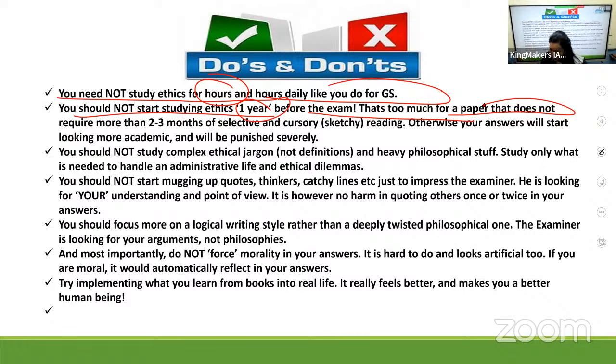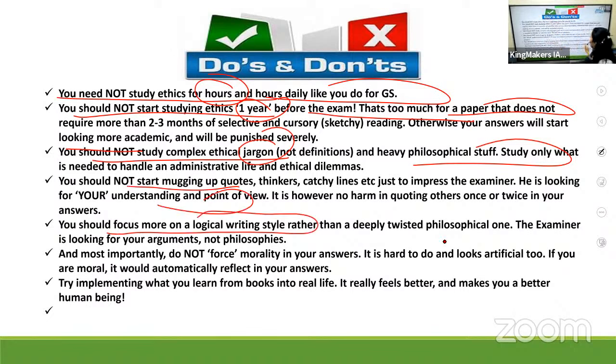From the newspaper you have to add all the examples and things which you are going to mention in your paper. Then you should not study complex ethical jargon and all that heavy philosophical stuff. Trust me, a small knowledge itself about you is enough, right? You should not start mugging up. You should understand the point and focus more on logical writing. And most important, do not force morality in your answer.